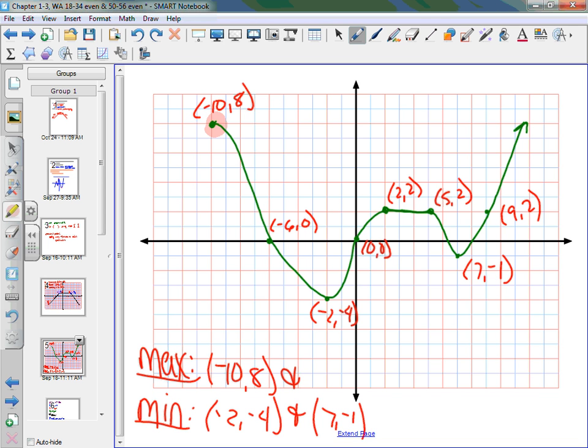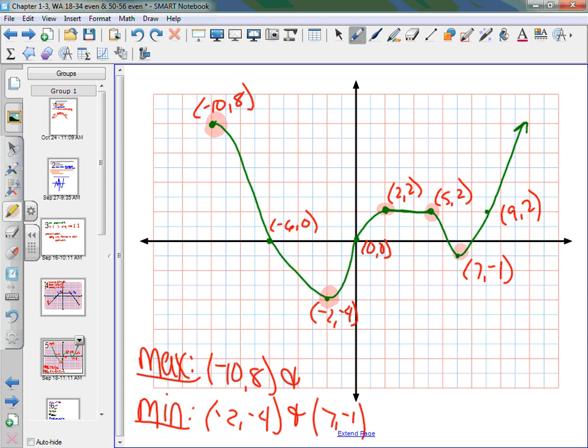Do I need negative 2, negative 4? Did it change direction there? It did. Do I change direction at 0, 0? It's not needed. Did I change direction at 2, 2? I did. I remained constant there, so I need that point. Do I change direction at 5, 2? I do. I change direction. I go down. Did I change direction at 7, negative 1? Yep. And how about 9, 2?